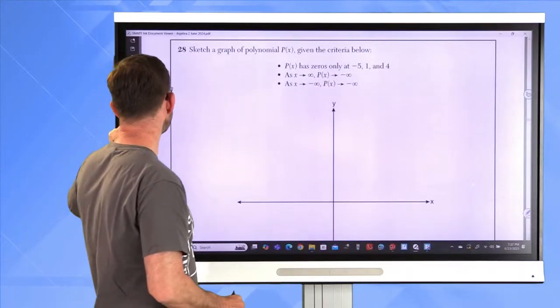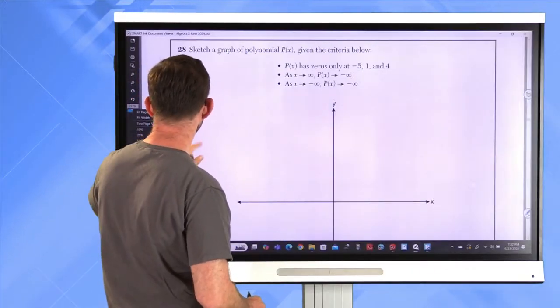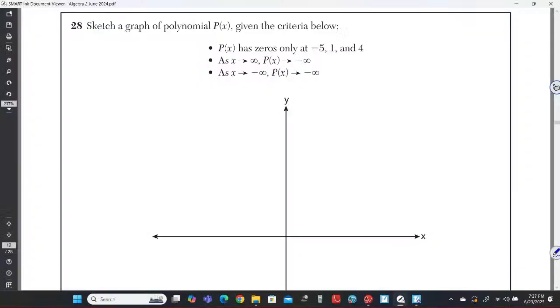Actually, we'll keep it there, and then I'll zoom out for a second. 28. Sketch a graph of polynomial p of x given the criteria below. First off, p of x has zeros only at -5, +1, and +4. As x heads towards infinity, p of x heads towards -infinity. And as x heads towards -infinity, p of x heads towards -infinity.